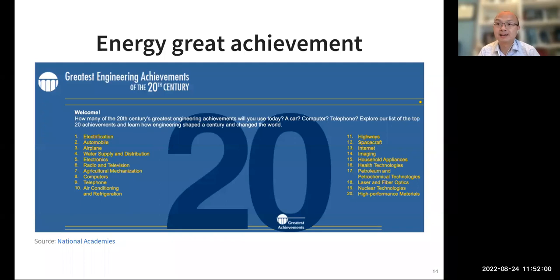Okay, but we have had great achievements. This is from the National Academies, the greatest engineering achievements of the 20th century. The first one is energy, right? The electrification of human society. Now we know there's still a billion population that may not have access to electricity or have reliable electricity service, but human society as a whole has enjoyed the modern life enabled by electrification.